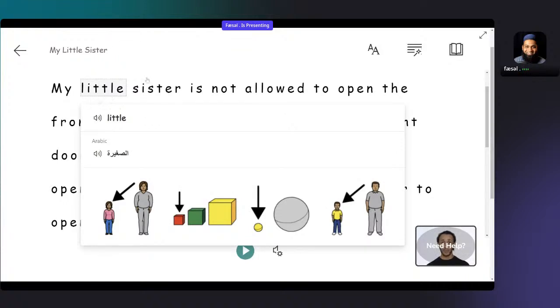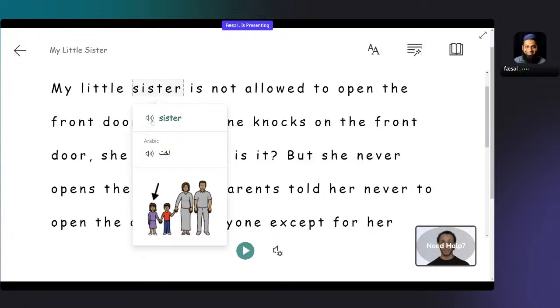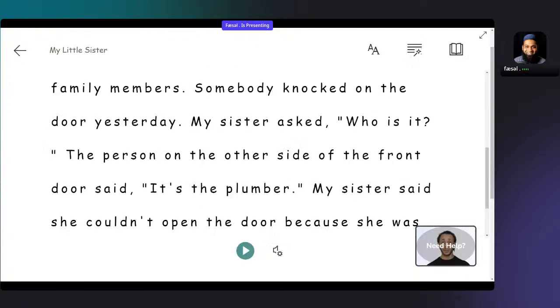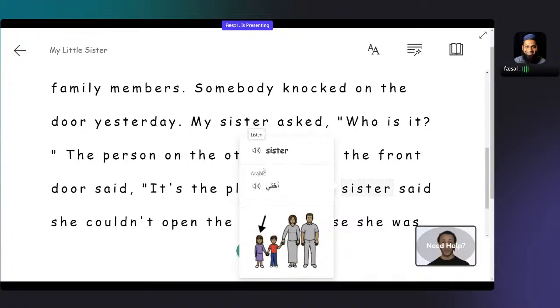Okay, now let's listen to this. Sister. Allowed. You see now, if there's a word, okay, where is plumber? Plumber. You see, I was right. So this is how you figure out the right pronunciation of a word. You don't know how to pronounce something, a word. You click on that word and you can listen to its pronunciation.